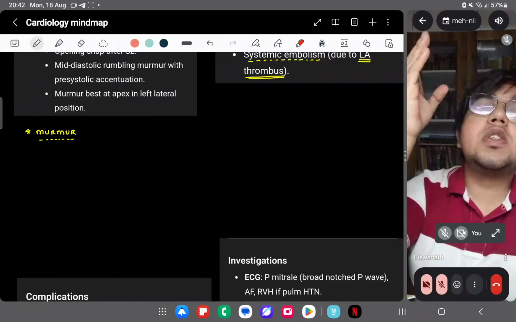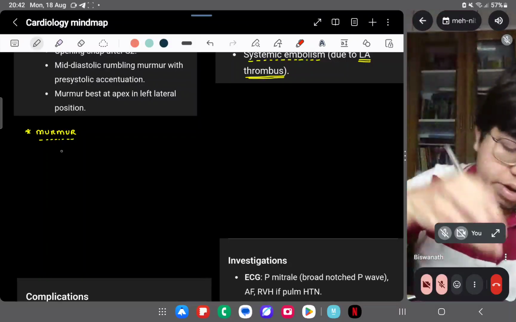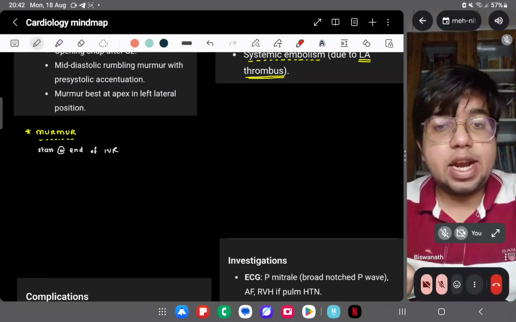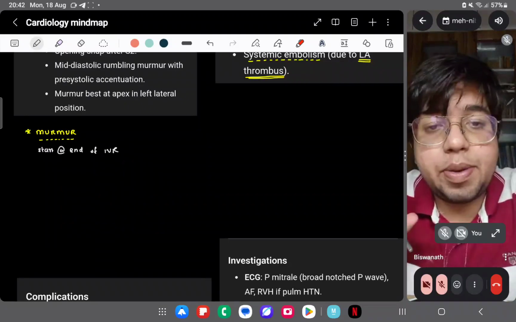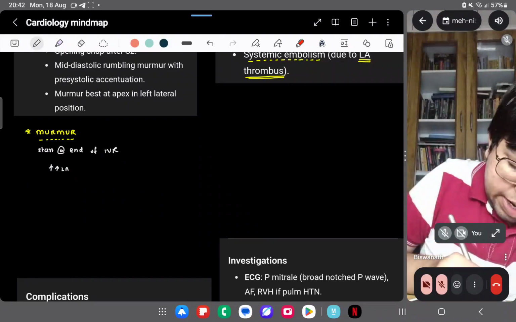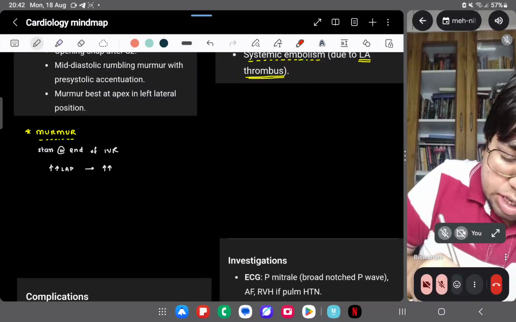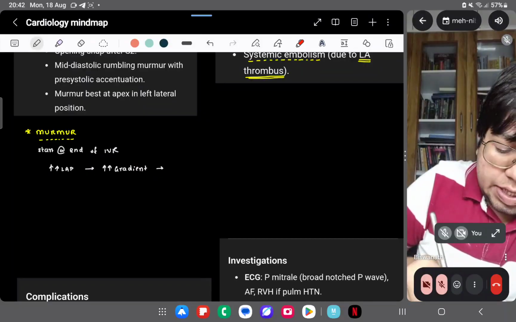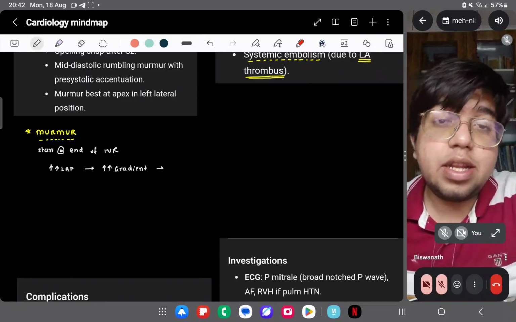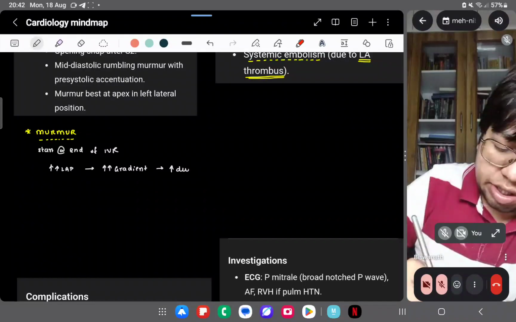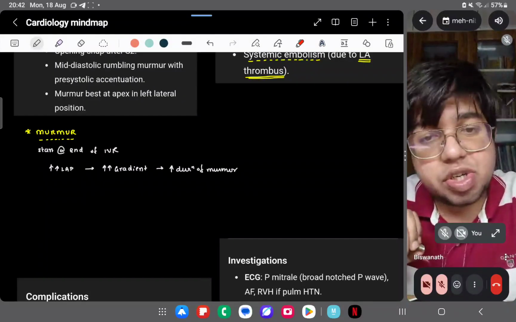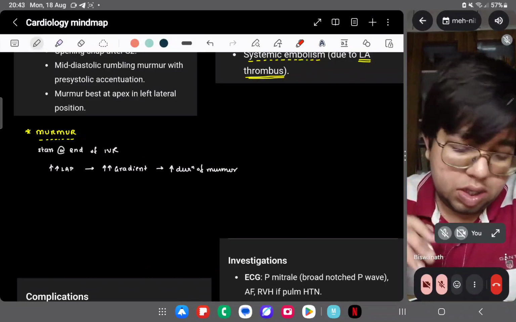It will begin at the end of IVR, due to incomplete closure of this MB. If there is more LAP, more left atrial pressure, there will be more gradient. And if there is more gradient, then what will occur? The duration will increase. There will be increased duration of murmur, a longer duration of murmur due to this more gradient.